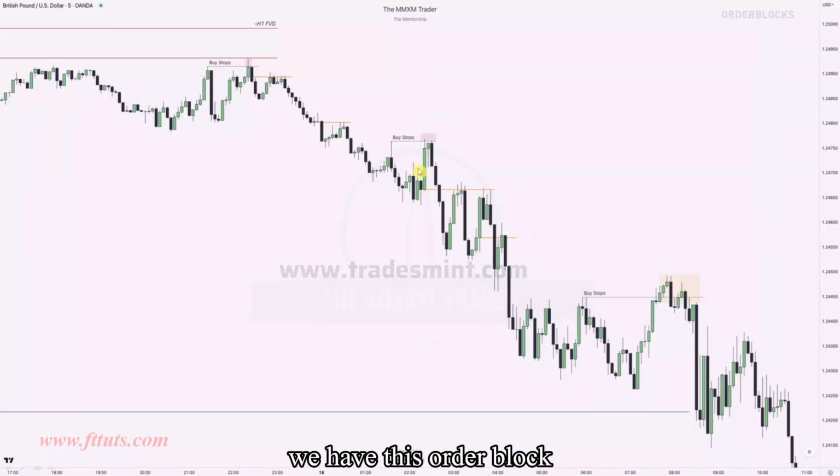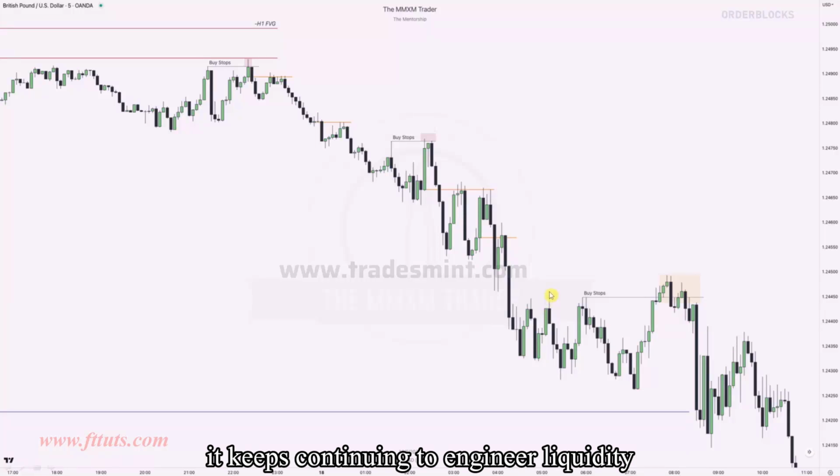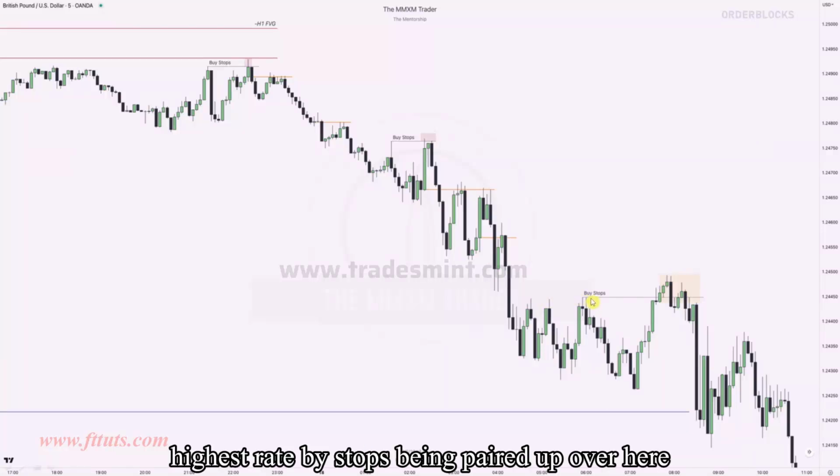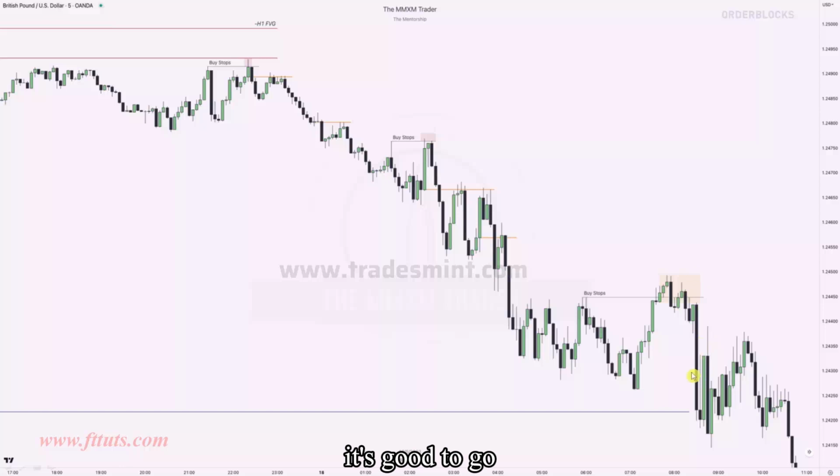We have this order block after that order pairing over here. Price resists this order block, which is perfect. Coming down again, leaving these relative equal lows, right? Breaking down, leaving another order block over here, and then continuing price down. And price keeps doing this. It keeps continuing to engineer liquidity to pair up orders. Again over here, relative equal highs, right? Buy stops being paired up over here, and with this order pairing, it's good to go, as we had not hit that drawn liquidity yet down here.